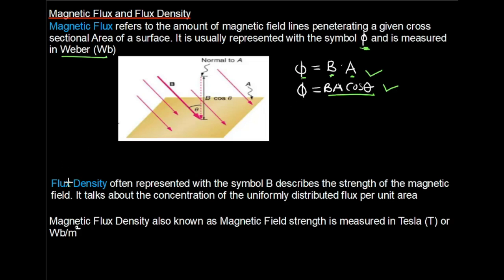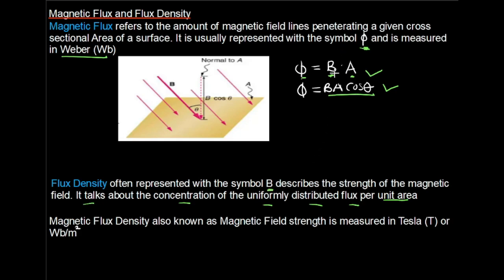Now the next one, flux density. Flux density is often represented with the symbol B. Like I said, this guy here is still flux density. Flux density, or magnetic flux density, represented with the symbol B, describes the strength of the magnetic field. That's why it's also called magnetic field strength. It describes the strength of the magnetic field, and it talks about the concentration of the uniformly distributed flux per unit area.